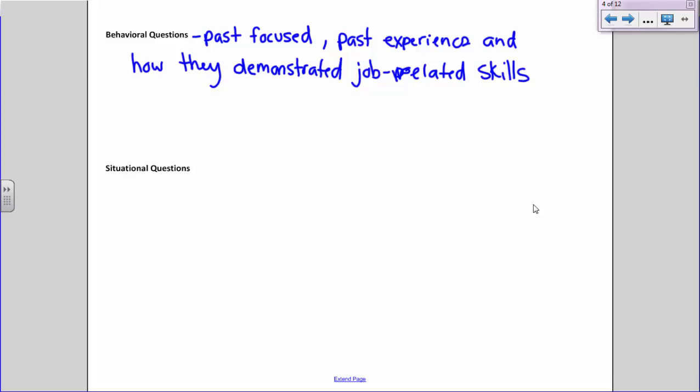And then you could even have standardized probing questions if they don't give you the information that you need. So, oh, well, can you tell me more about your past relationship with them and how that informed this and things like that? Situational questions are more future or hypothetical focused.